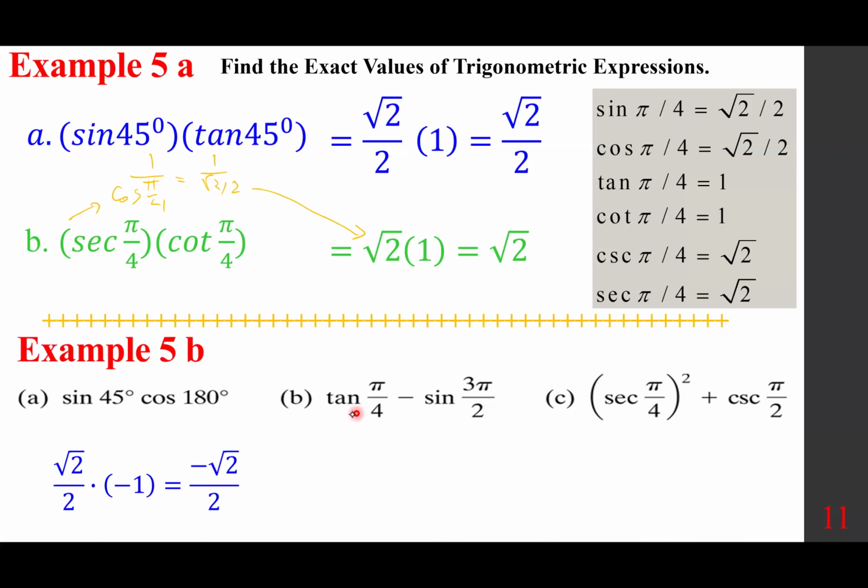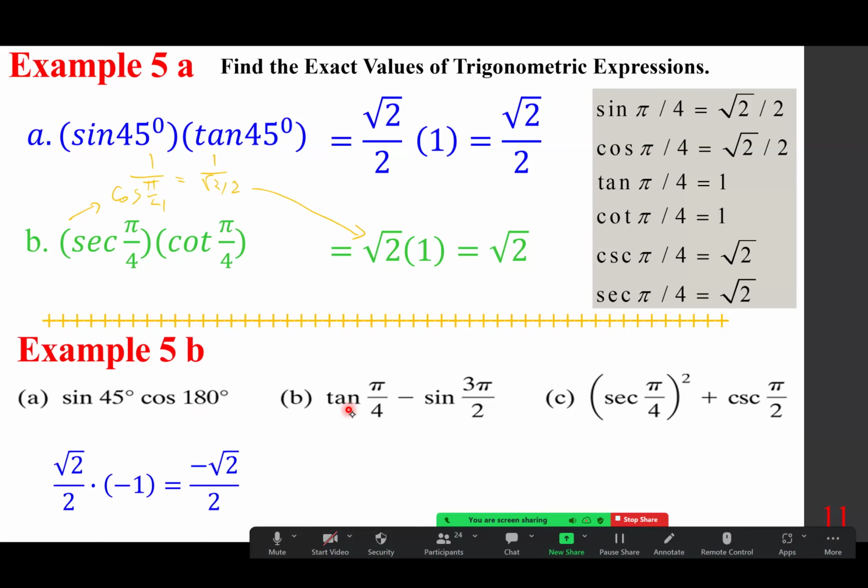Tan of pi over 4 is positive 1 minus sine of 3 pi over 2. Remember, sine of pi over 2 is positive 1, 3 pi over 2 is negative 1. So minus negative 1. So negative times negative makes it positive. They add up to 2. Secant of pi over 4 quantity squared. Well, secant of pi over 4 is square root of 2. Squared, you get positive 2.